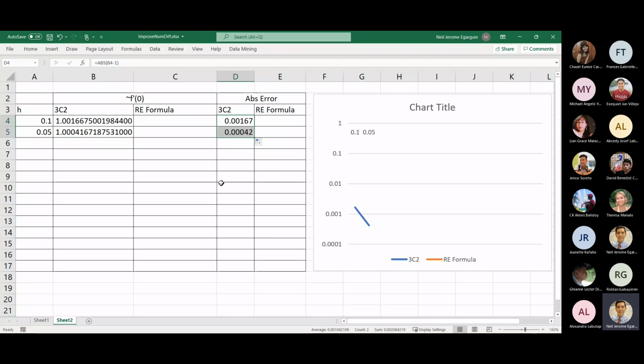We see this. Tapos kung makikita nyo, ano dapat yung ina-expect kong ratio between these two errors? So nangyari dito ay si h, dinivide ko by 2. So ano yung ina-expect nating behavior nitong error? So yung error dapat ay madidivide by what constant?